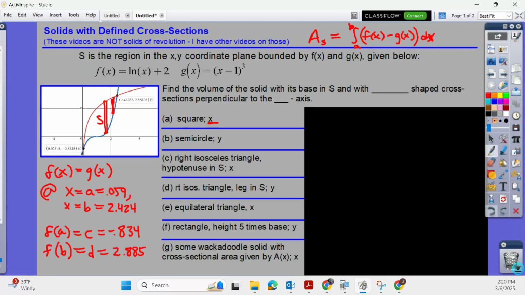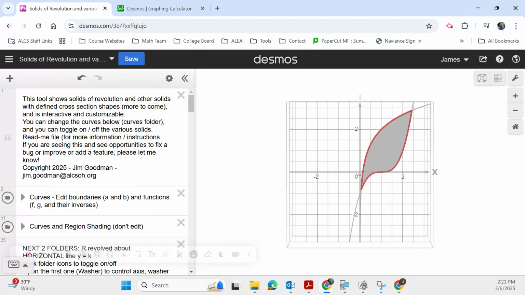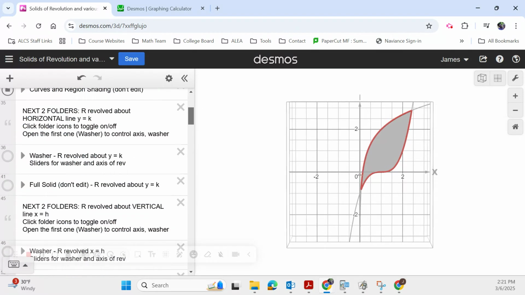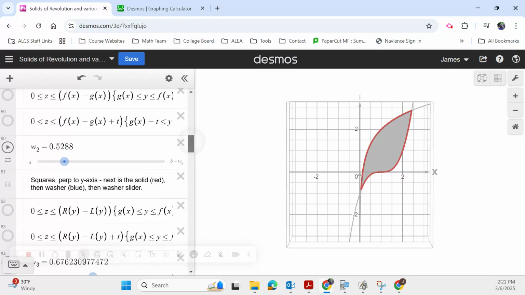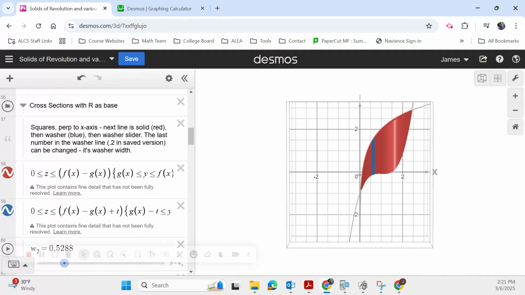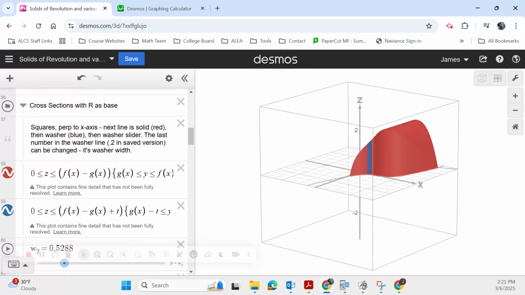And I have a tool where I can show you a little better what it looks like three-dimensionally, something I made on Desmos. So let me pull that up here. And I have the functions in there. That's that region. And for square cross sections perpendicular to the x-axis right here, that's going to be the solid. And this blue stripe here is one of the little cross sections, like a little square disc. Right now we're looking straight down at the xy plane. If I tilt it a little there, you can see the height as z coming up.